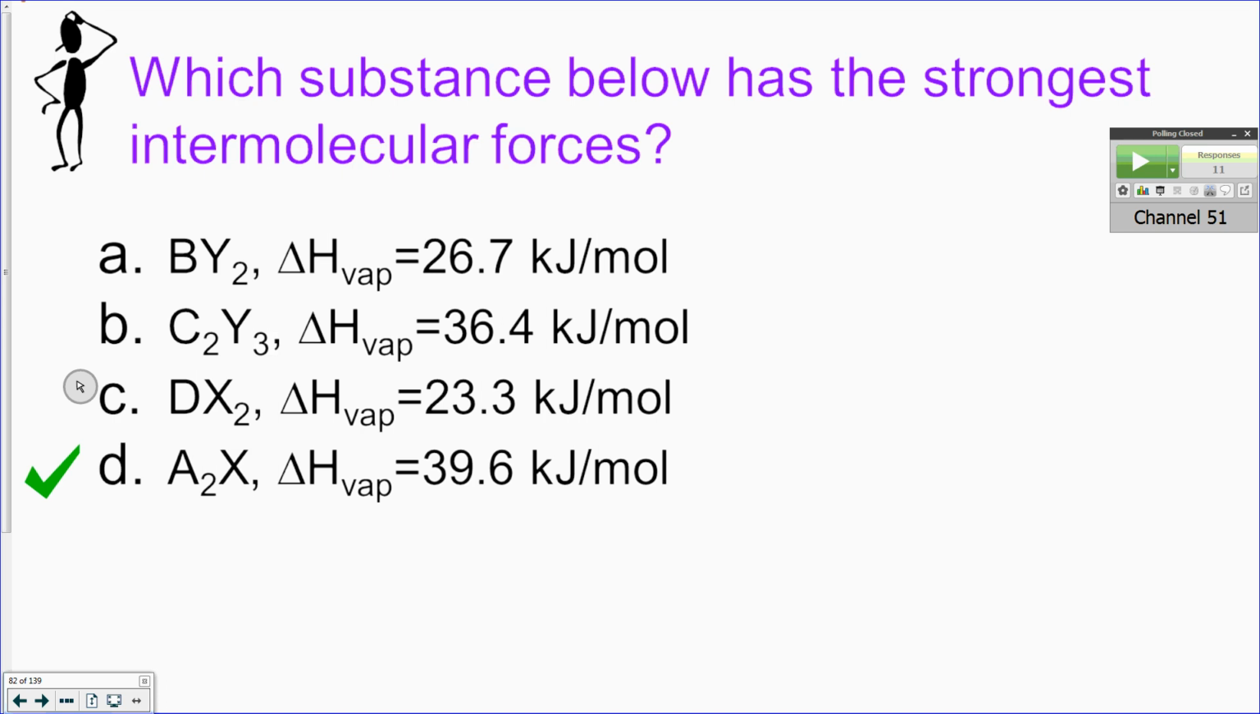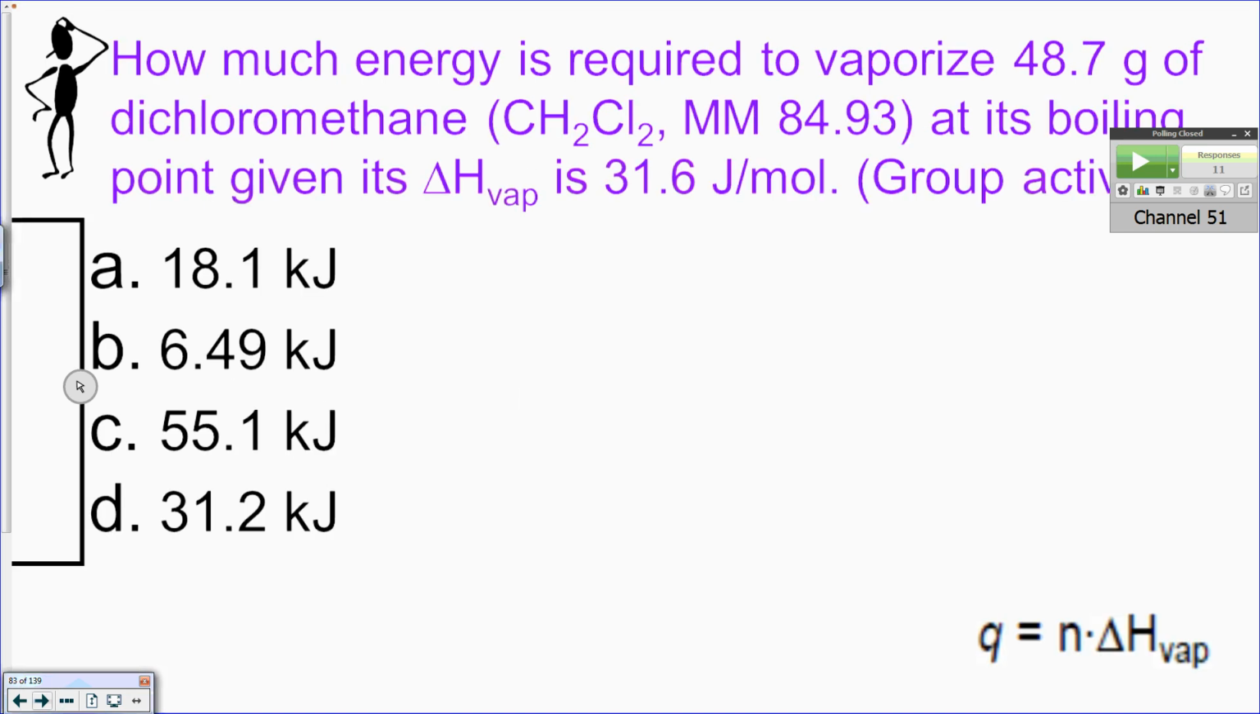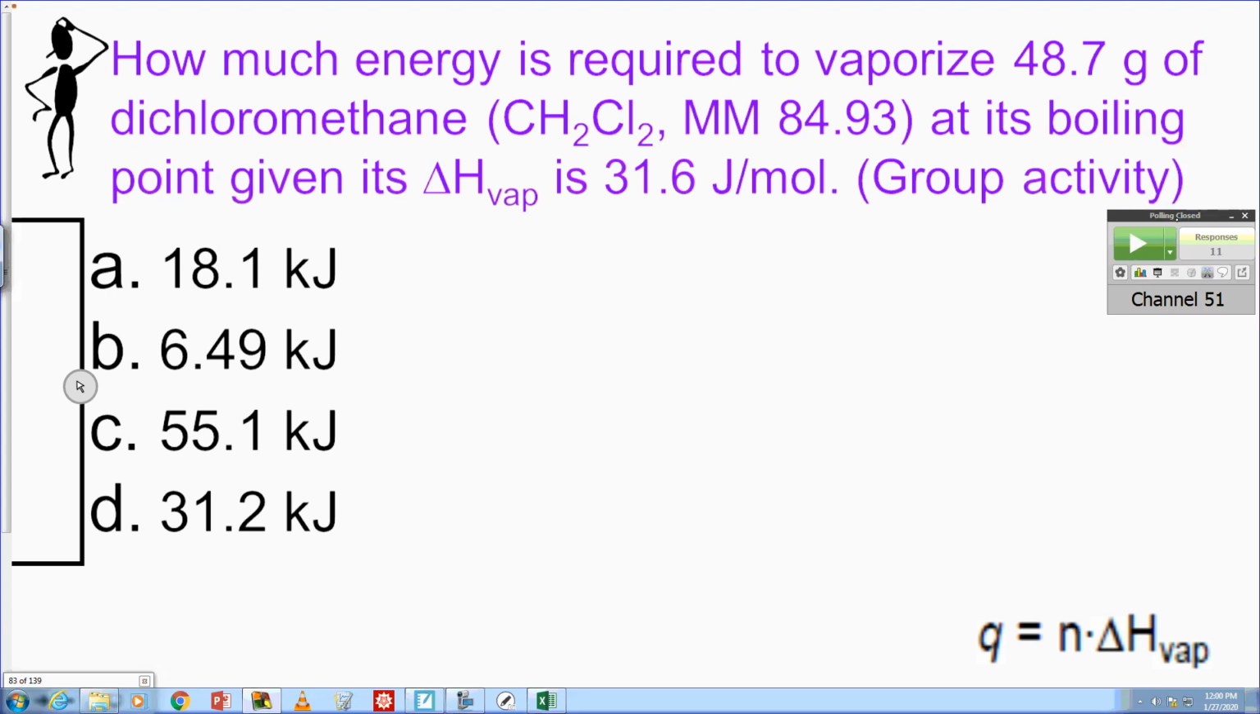So the next one is now a calculation. I'm going to let y'all do this as a group. Open it up. I want to know how much energy is required to vaporize a certain mass of the substance dichloromethane at its boiling point, and I give you the molar heat of vaporization. You can ask a neighbor on how to do this. I'll give you a couple of minutes to crank it out. I'll give you the formula down on the bottom. I give you the mass of the substance, the molar mass, and the molar heat of vaporization. You've got everything that you need to work this problem.